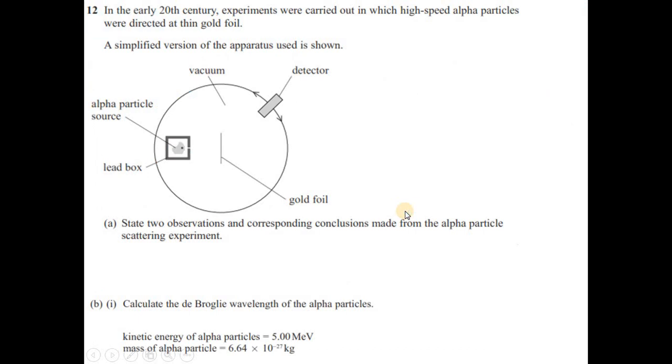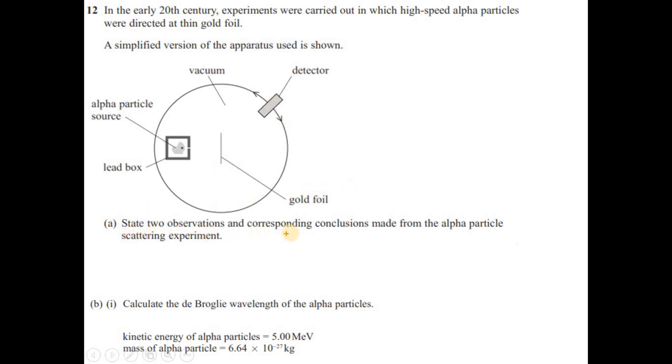In the early 20th century, experiments were carried out in which high speed alpha particles were directed at thin gold foil. A simplified version of the apparatus used is shown. So this is the lead box, alpha particle source, gold foil and the detector.